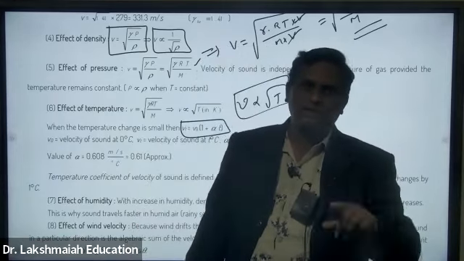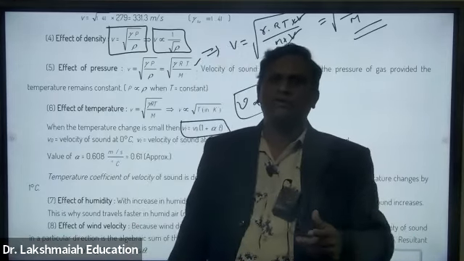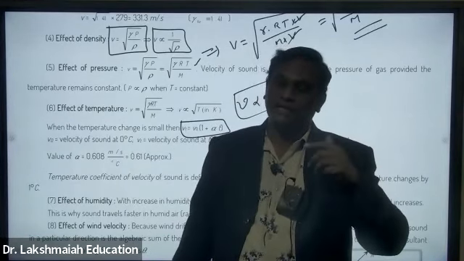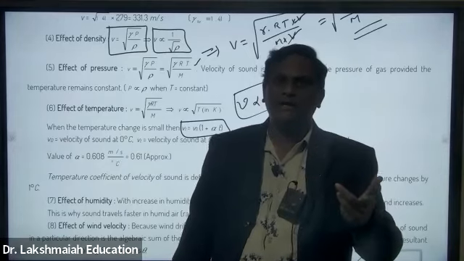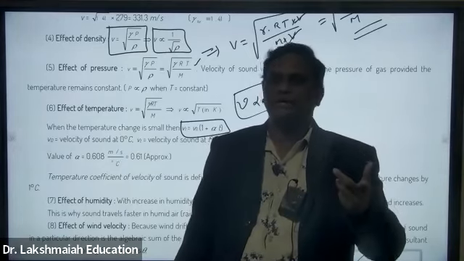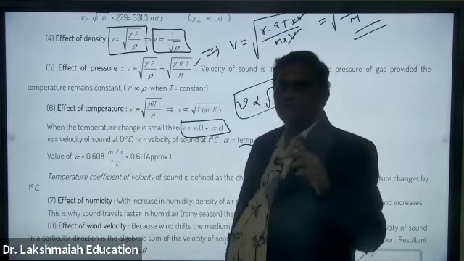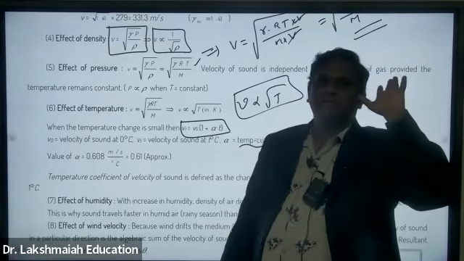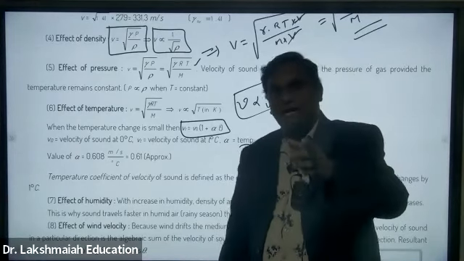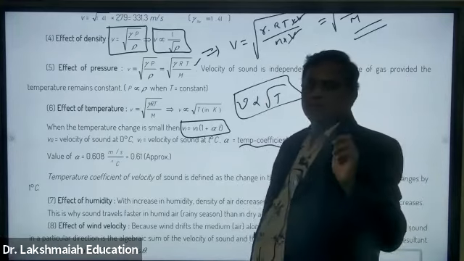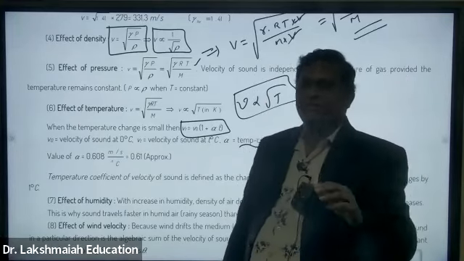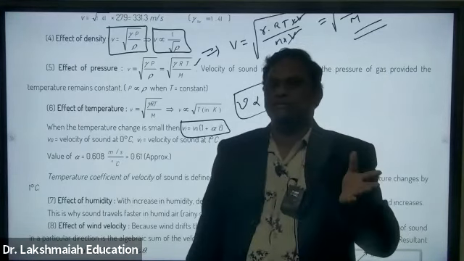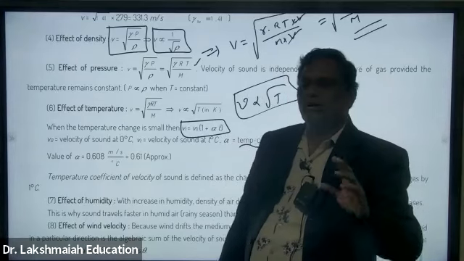Temperature remains constant. For that, he used the equation velocity V is equal to root over P by rho. But Laplace did the experiment adiabatically, in an adiabatic process, meaning there is no exchange of heat between system and surroundings. So he gave the modified equation V is equal to root over gamma P by rho. What is gamma? Cp by Cv, that you know.